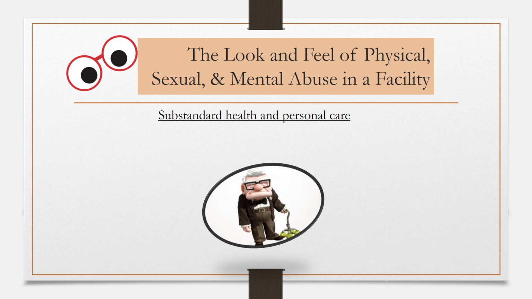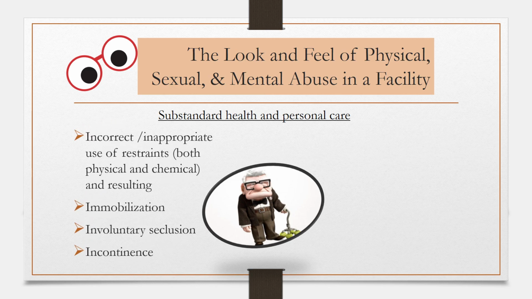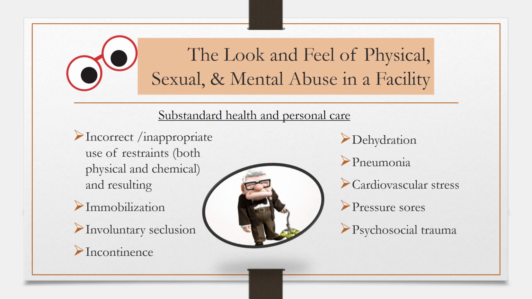The look and feel of physical, sexual, and mental abuse in a healthcare facility may also present as substandard health and personal care resulting in abuse. Examples include incorrect or inappropriate use of restraints, both physical and chemical, which often result in immobilization, involuntary seclusion, incontinence, dehydration, pneumonia, cardiovascular stress, pressure sores, and psychosocial trauma.